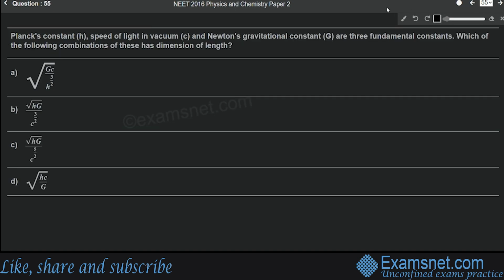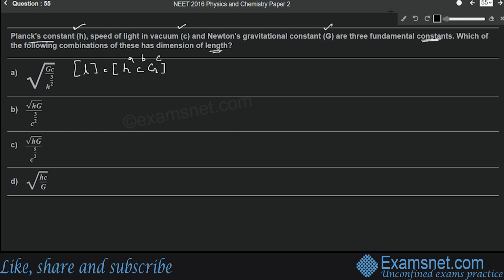Now question number 55 is from the chapter Units and Dimension, and the question is: Planck's constant h, speed of light in vacuum c, and Newton's gravitational constant G are three fundamental constants. Which of the following combinations of these has dimension of length? What does it mean? It means that the dimension of length should be equal to the dimension of a certain combination of these three quantities. Okay. Now let's assume that the power of h is a, that of c is b, and that of G is c.